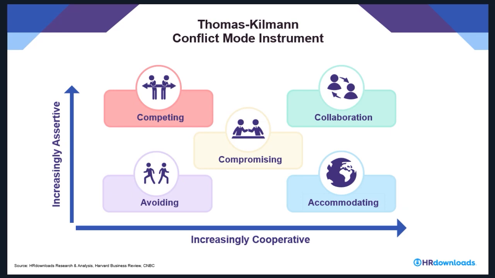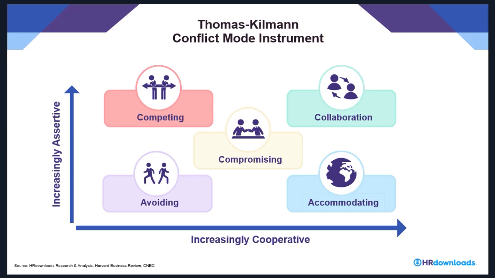The first one is competing, which is considered a power-oriented, assertive, and uncooperative outcome. An individual will do whatever it takes to address their own concerns and win at the expense of others. Now, accommodating is at the complete opposite end of the spectrum. Accommodating is unassertive, but it's also a cooperative outcome. Unlike competing, individuals who accommodate are in self-sacrifice mode, and they'll do whatever it takes to satisfy another person, even if it means neglecting their own concerns.